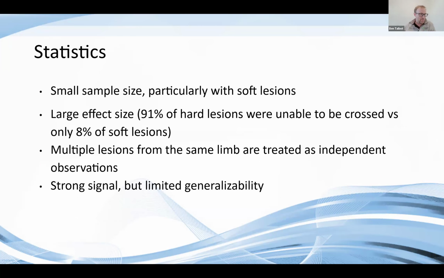From a statistical standpoint, this is a small study, 46 lesions total, using simple statistical tests like Fisher Exact and a Mann-Whitney. But when you see such a large effect size in a small, very highly controlled study, this does raise some questions about whether our effect size is being amplified by the conditions of the study. There are no multivariable adjustments. We're also looking at multiple lesions from the same limb being treated as independent observations. So while we have a very strong signal here, the generalizability is a little limited.